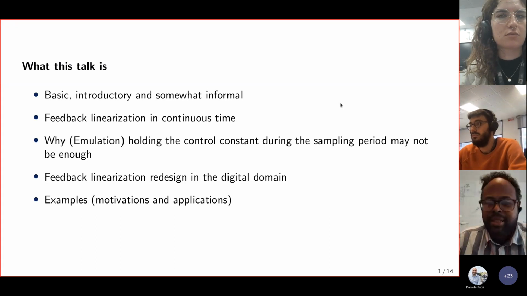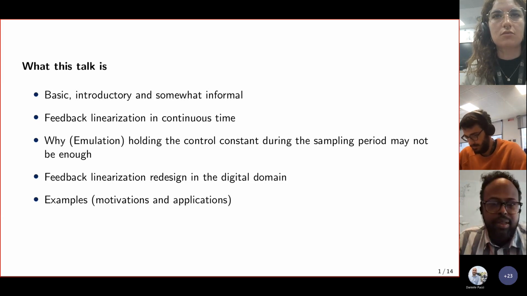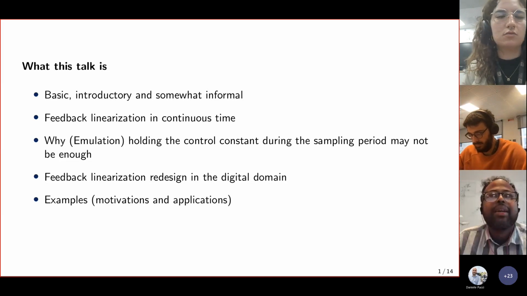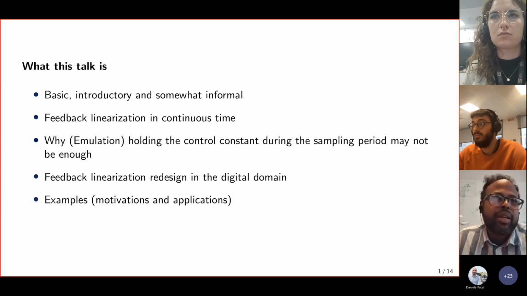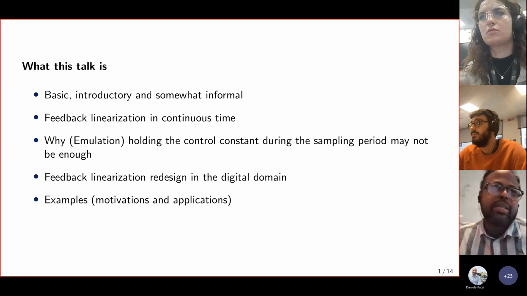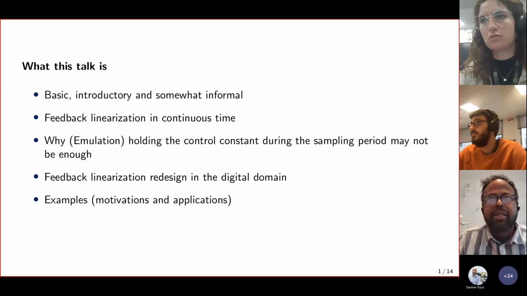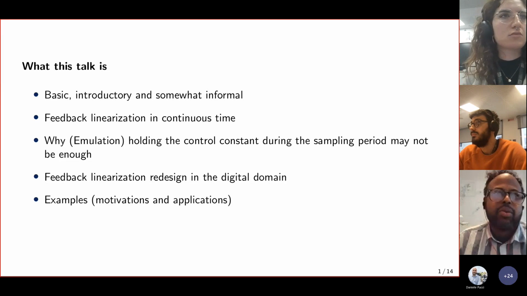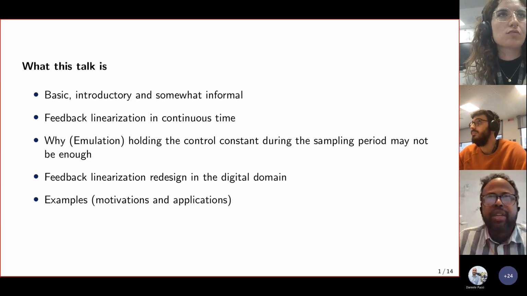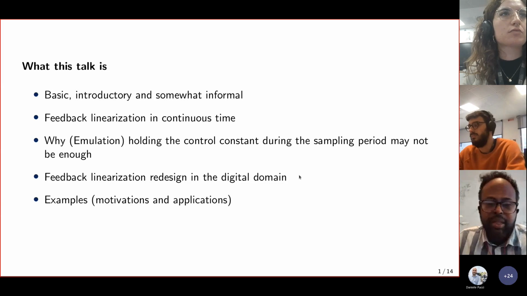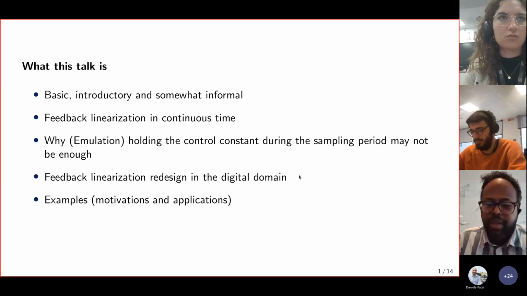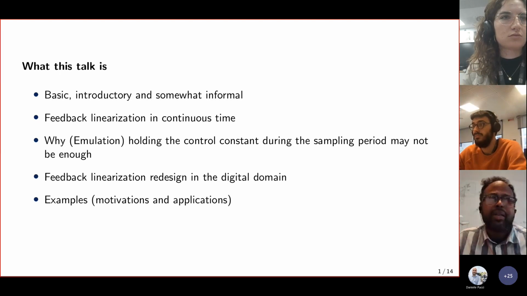We will first start with a motivating example in continuous time for feedback linearization. It's an academic example, and we will carry this example throughout this talk. Then we'll motivate the techniques that we will talk about later. So why do we need digital redesign of feedback linearizing controls? Because emulation fails, and there is a reason for this, and we will discuss these reasons on the example. Then we will present new techniques that you can use to mitigate some of the issues arising when you apply digital feedback linearization.